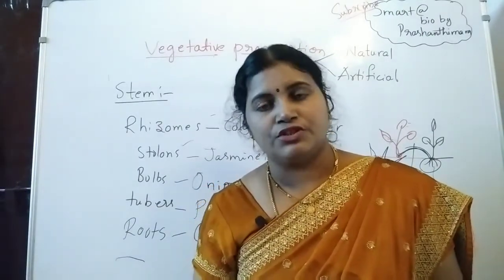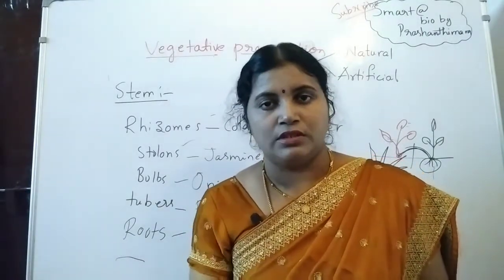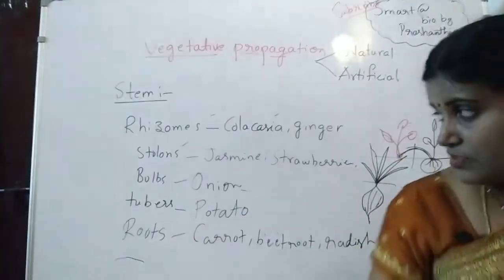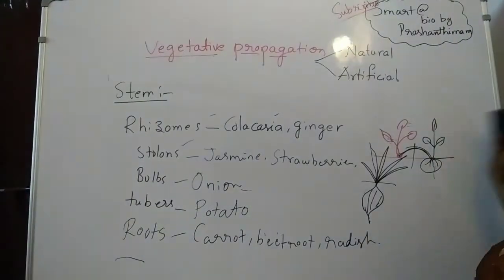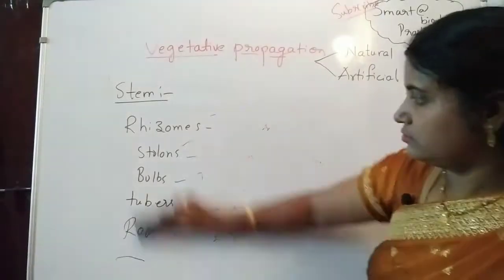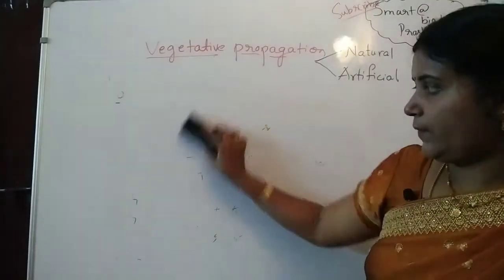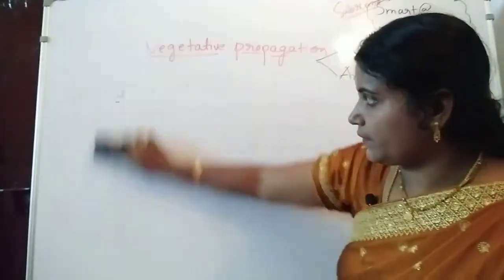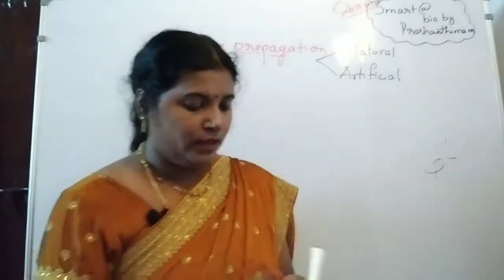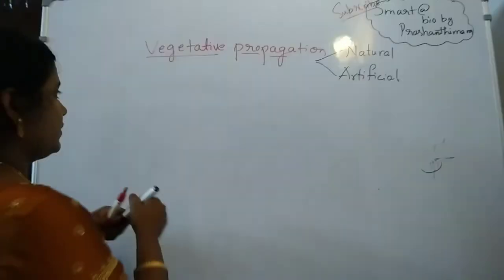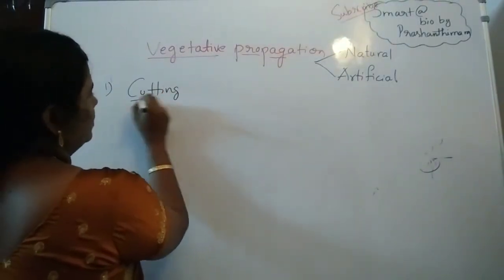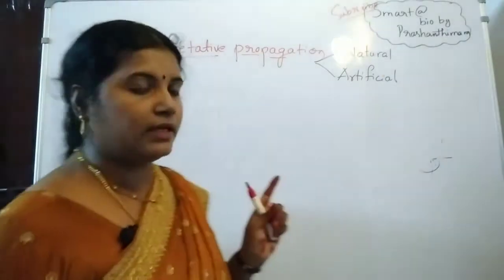In artificial vegetative propagation, we follow three types of methods. Take a screenshot, all of you. Next we are going to artificial propagation. In artificial propagation, the first method is cutting. It is a very simple method.